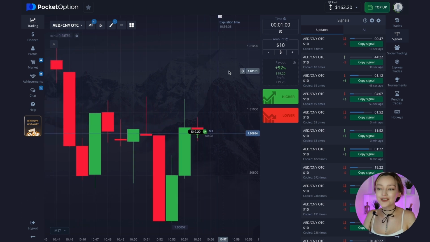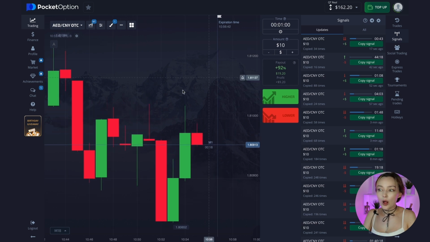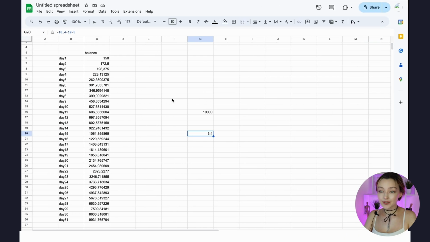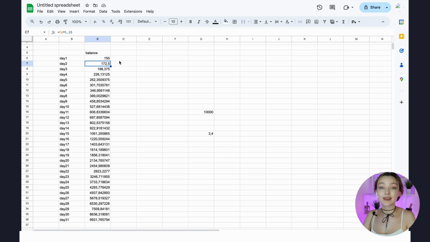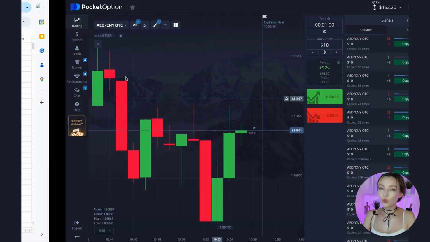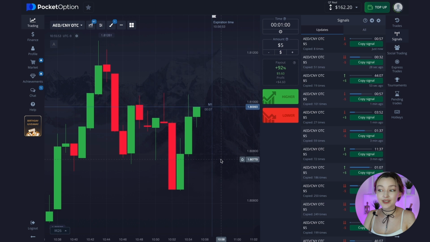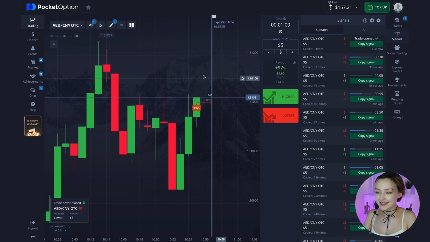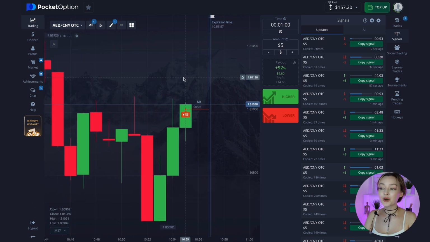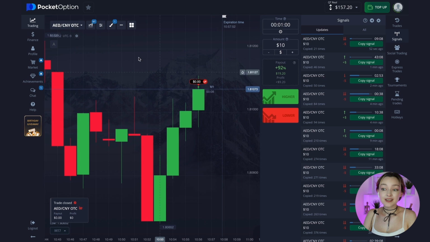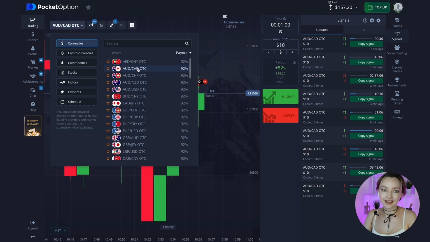Great guys, the third set of deals is finally closed in a profit, and we already have $162.20 on the account balance. Today we need to make $172, so at least 2 to 3 more deals for today. $5 here. The next signal comes, we copy it, and we're waiting for the result again. Repeating everything I've told you about in the very beginning.